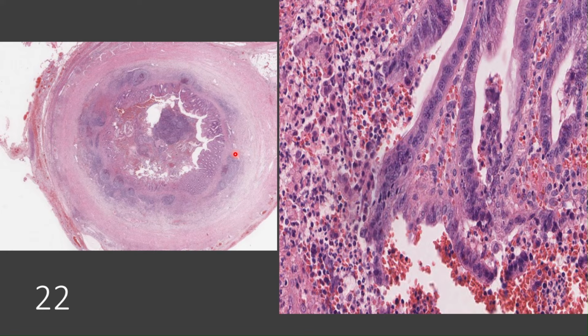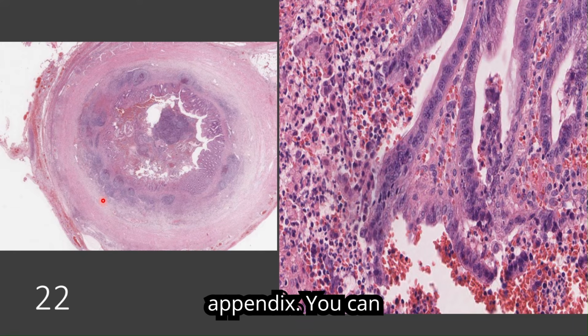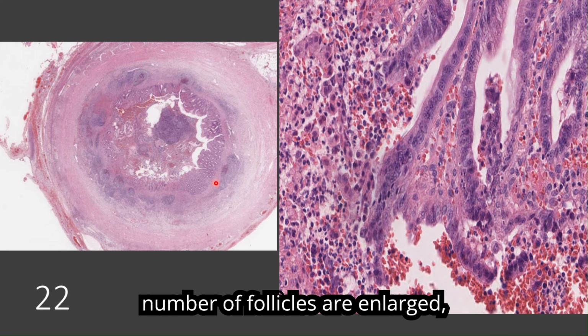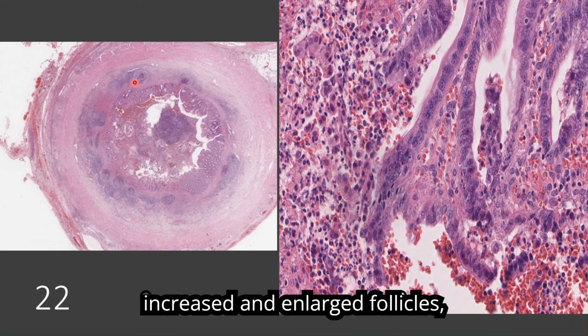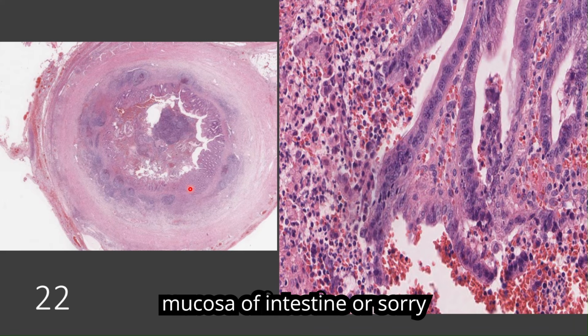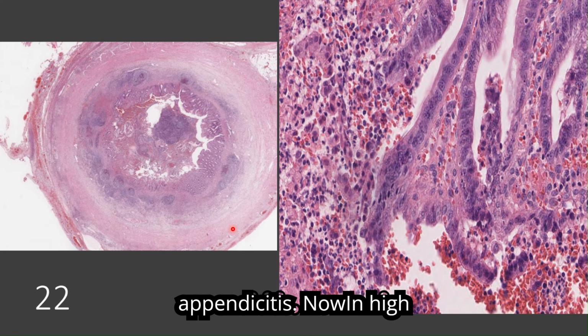Now, this is a tubular organ, and this is the lumen. Here, first of all, identify the organ. So this is the appendix. You can appreciate lymphoid follicles. The number of follicles is increased and the follicles are enlarged. This is the mucosa of the appendix, and here is ulceration of the mucosa. Right. So this is a slide of appendicitis.